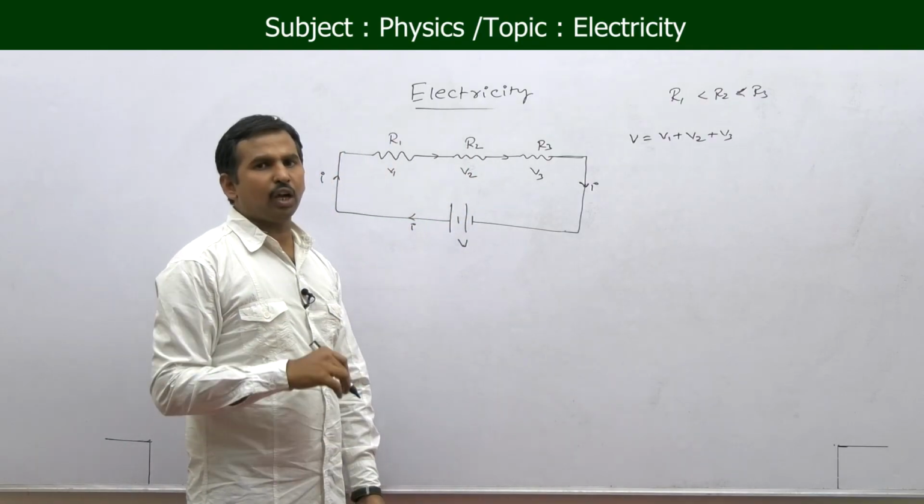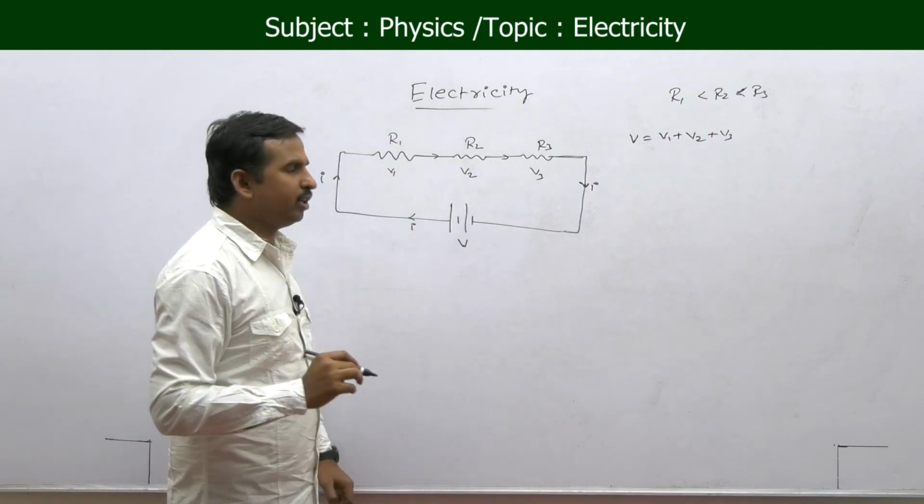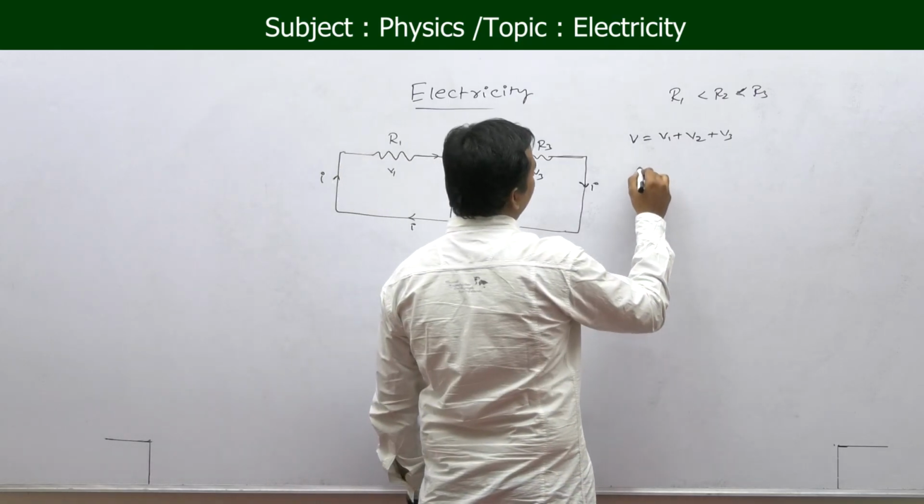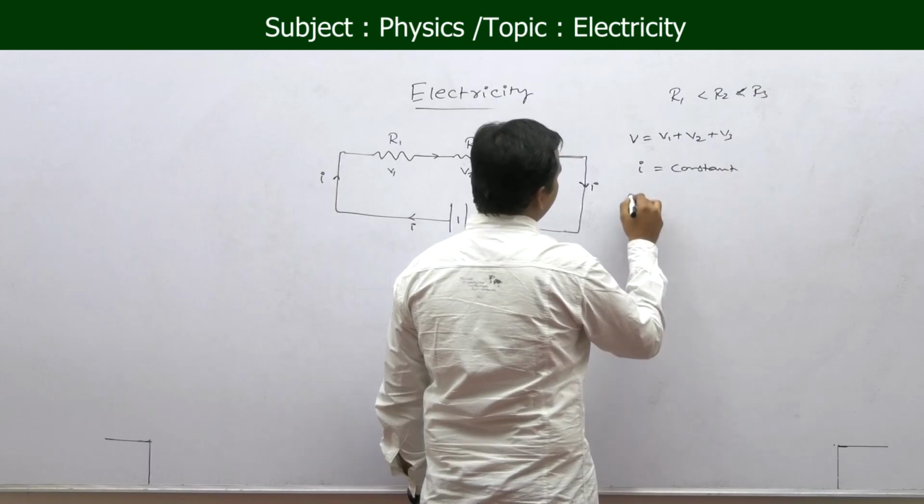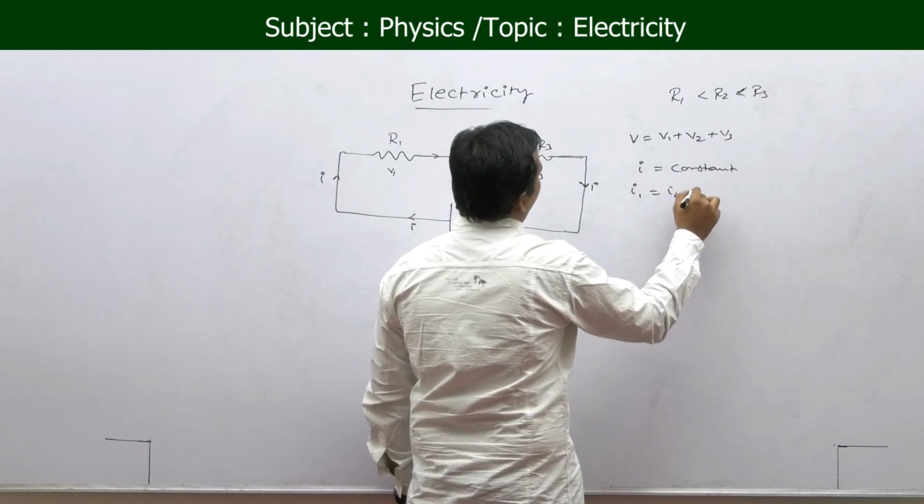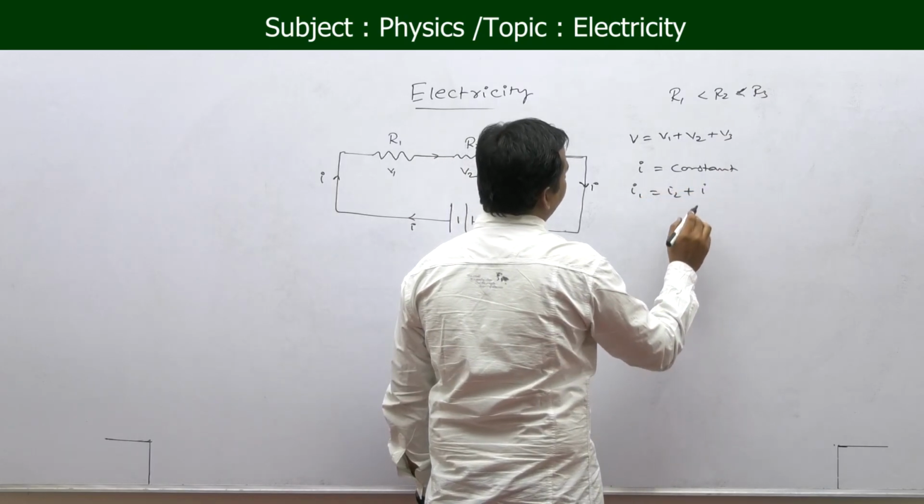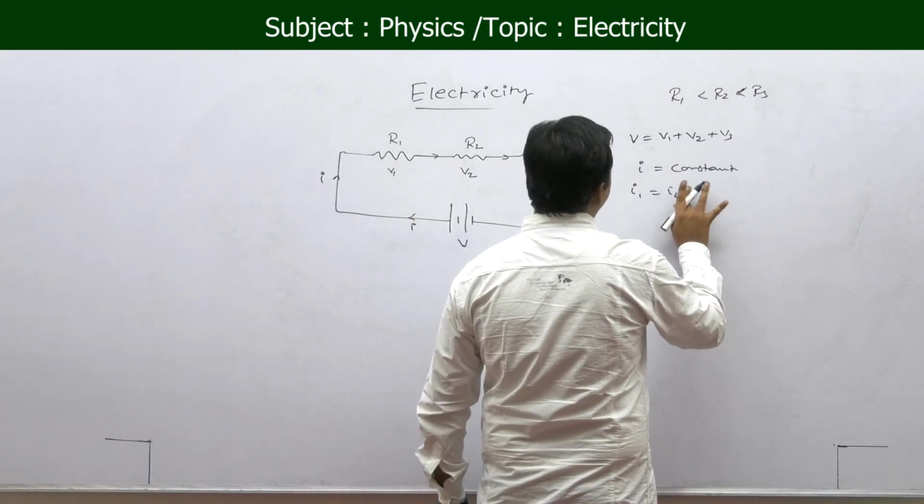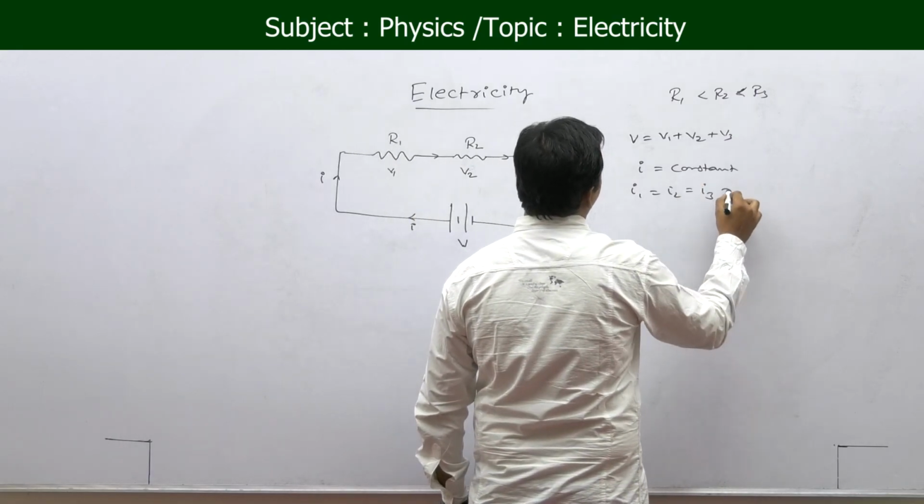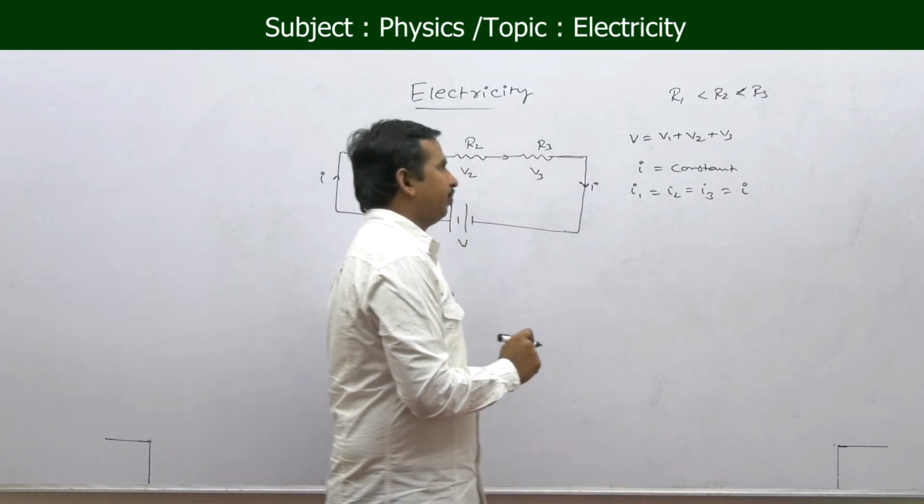And we also know that the current remains the same in all the cases. So I is equal to constant, which is I1, I2, I3, the current passing through the resistances. In all three cases it is the same. Let it be I.